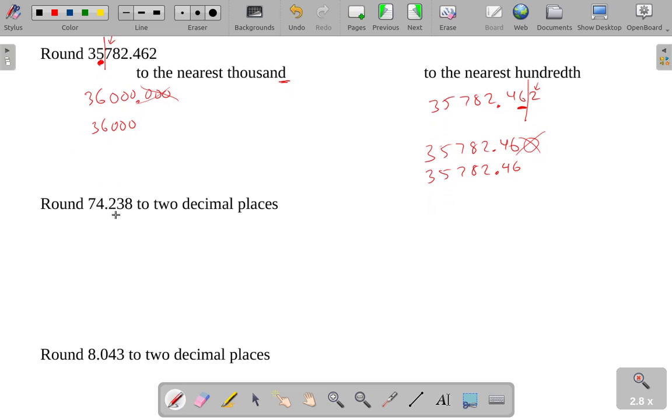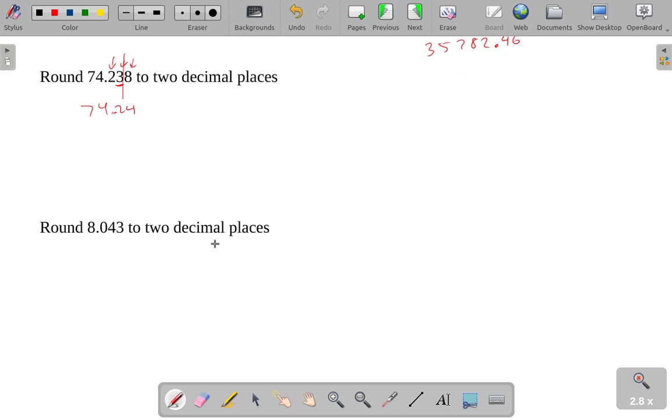Something else that is commonly done is saying rounding to a certain number of decimal places. And when we're talking about rounding to a certain number of decimal places, we're counting off the number of decimal places after the decimal. This is just how it's done. So if we want to round this to 2 decimal places, we're going to look at the second place value after the decimal, which is where this 3 is. And I'm going to be looking at the 8. Is the 8 5 or bigger? Yes, it is, which means I'll round this up. I'll get 74.24.